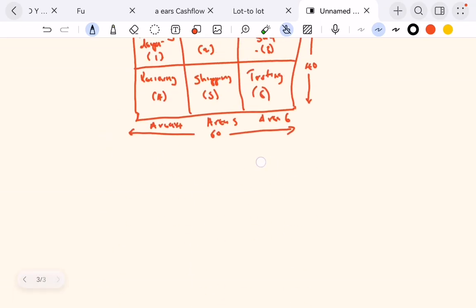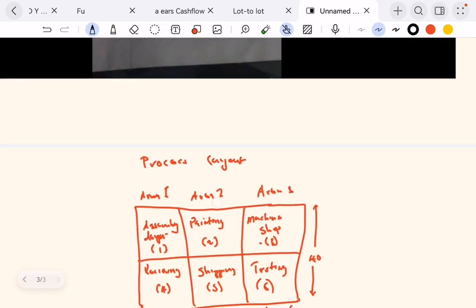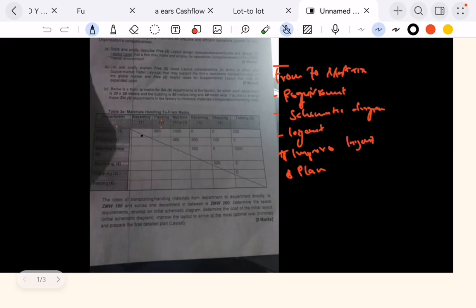So from the table here, we'll be going back to the table. Hope you have the table. So we have 1 to 2. From assembly to painting, how much is the cost? 500. So we are connecting here. We have 1 to 2 here. We have 500 there. Then we have 2 to 3. It's how much? 2 to 3 is 1,000.